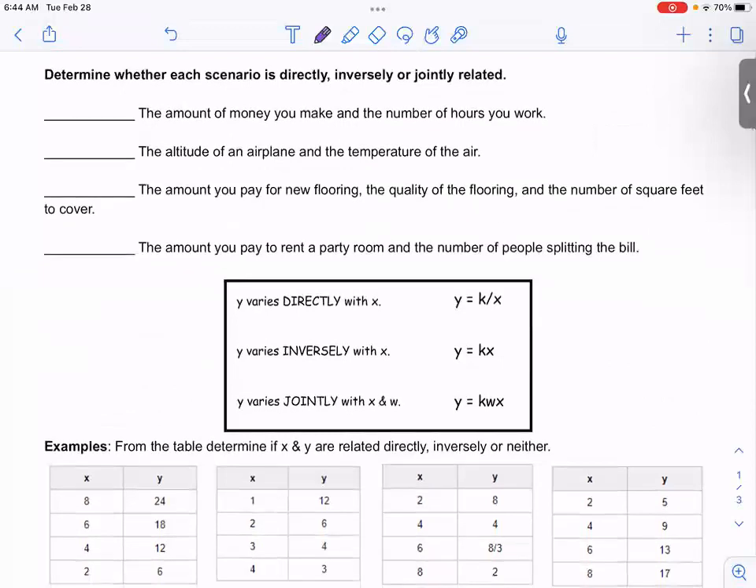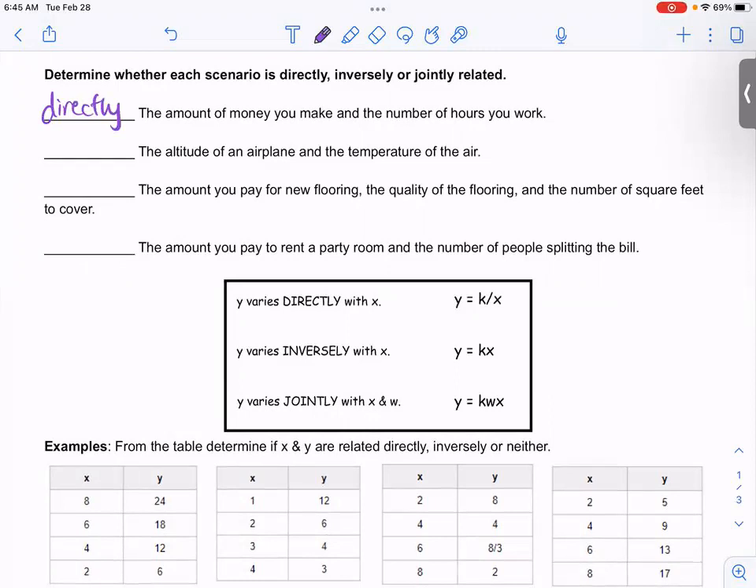So to determine if something is directly, inversely, or jointly related, we're basically thinking about how things are changing based on the other variable. So if you look at the amount of money you make and the number of hours you work, typically the more money you make means you worked more hours. So if both things are increasing together, then these two things are directly related.